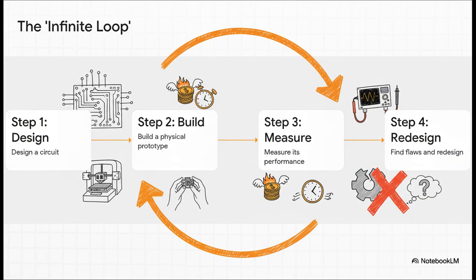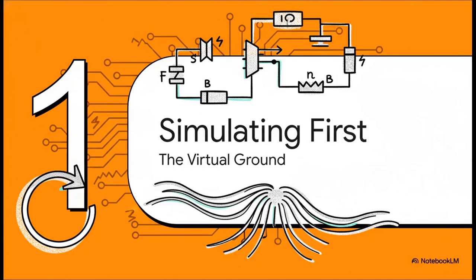So how did designers used to handle this? Well, traditionally, they were stuck in this really costly and time-consuming cycle. You design something, then you build a physical version, you test it out, find out what's wrong with it, and then you have to go all the way back to the beginning. It's kind of like an infinite loop of trial and error that just burns through time and money. But what if you could just break that loop? Well, this is where a pretty revolutionary idea comes into play: circuit simulation.